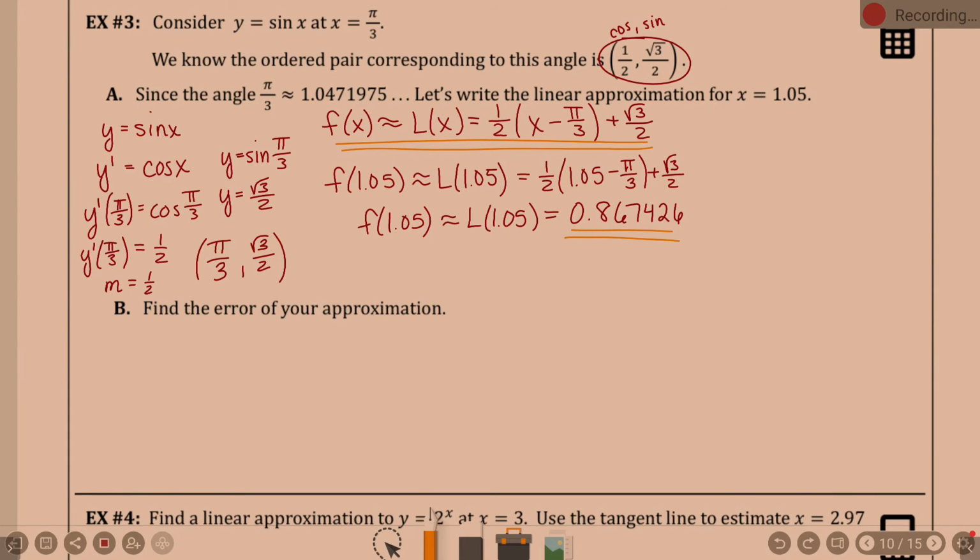So in order to find the error of my approximation, we're going to look at the actual value of f of 1.05 minus the linear approximation value. Now, the linear approximation value is 0.867426. The actual value comes from doing what? Calculator. And that is taking 1.05 and putting it into the original equation up here, the sine equation, because this up here was f of x. And so when I plug that value in, I have 0.867423, and so on and so forth. It's very close, isn't it?